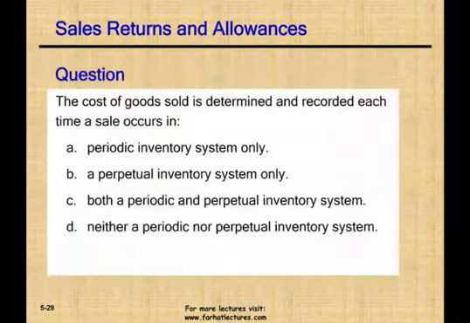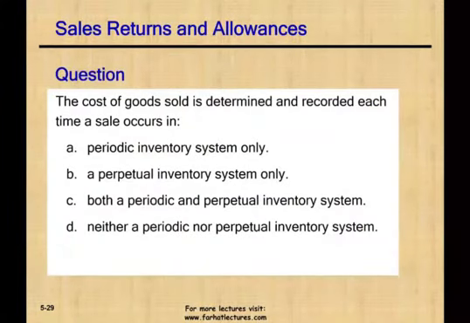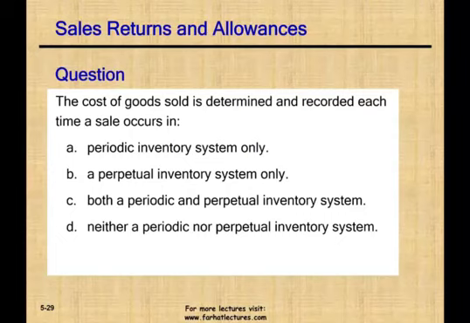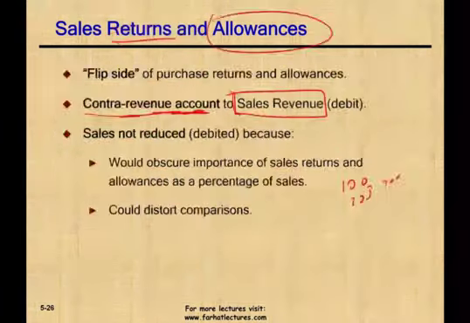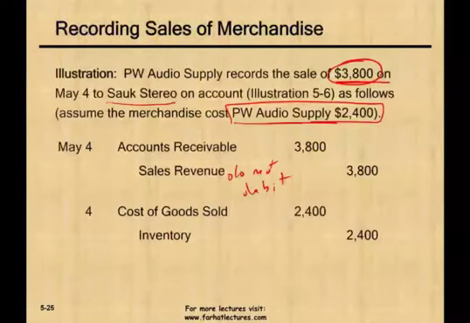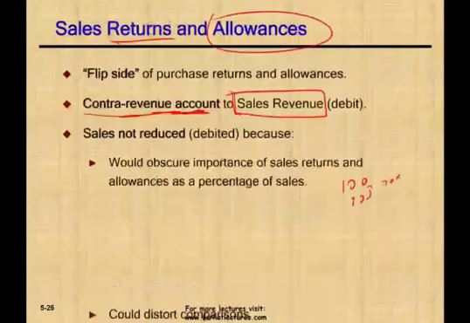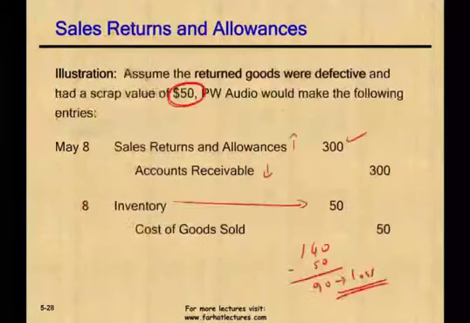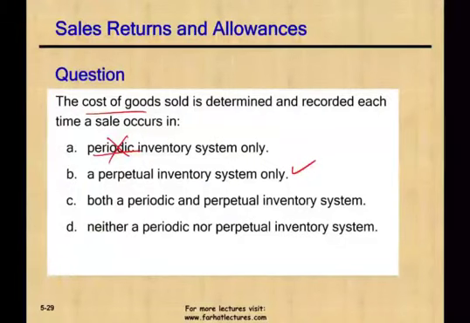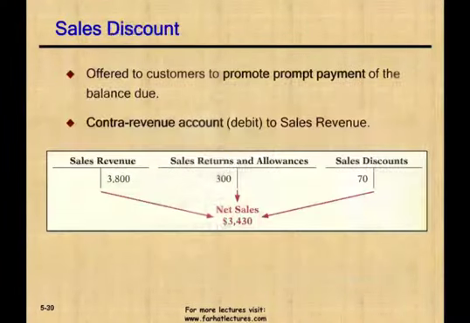Okay. So the cost of goods sold is determined and recorded each time a sale occurs. In what type of inventory system? Is it periodic? No. Is it the perpetual system? Yes. In a perpetual inventory system, cost of goods sold is determined and recorded at each sale. And this is what I'm talking about here. Every time I make a sale, I debit cost of goods sold and I credit inventory. So both my cost of goods sold and my inventory are updated. And this only happens in a perpetual inventory system.